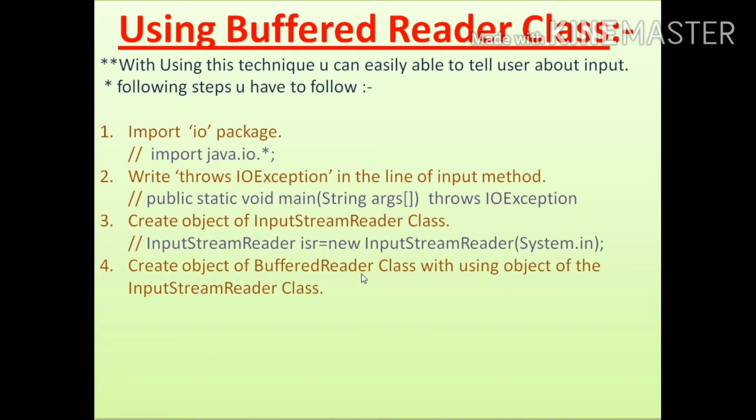Now create object of BufferedReader class using the object of the InputStreamReader class. BufferedReader br. br is the object, it can be any name. I use br as buffered reader. New BufferedReader(isr). isr is the object of InputStreamReader, so you have to pass isr in that section.